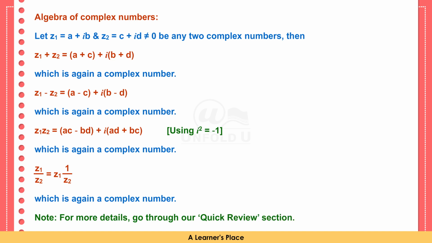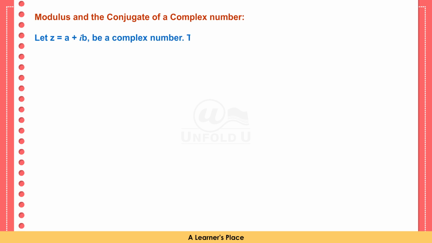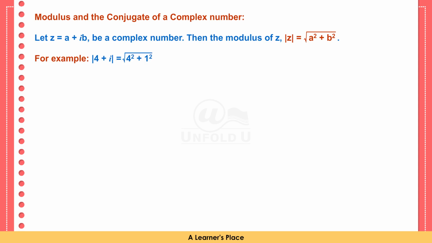After discussing algebra of complex numbers, now we will discuss the modulus and the conjugate of a complex number. Let z is equal to a plus iota b be a complex number. Then the modulus of z is equal to square root of a square plus b square. For example, modulus of 4 plus iota is equal to square root of 4 square plus 1 square, which is equal to square root of 17.